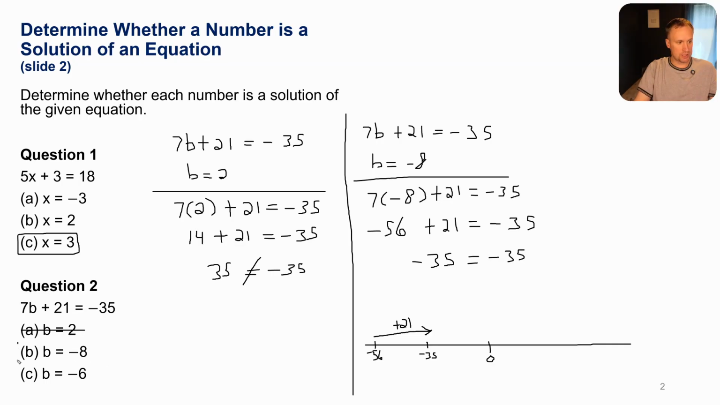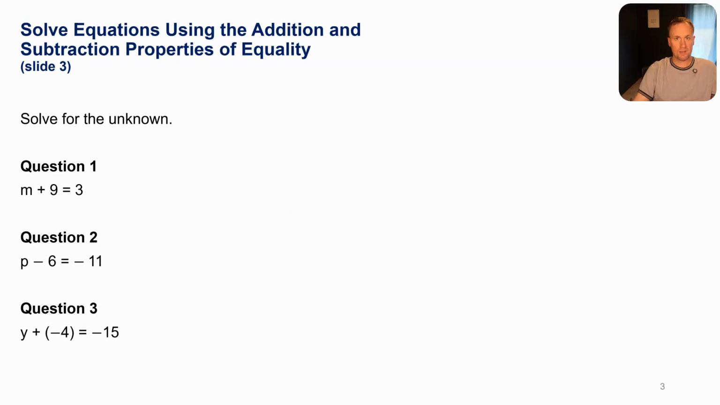So our answer choice now is b equals negative 8. And since we've come across our answer choice, there's only going to be one correct one here. So b equals negative 8 is our result here. All right, so that's determining whether a number is a solution of an equation. Let's look at the next learning objective, which is to solve equations using the addition and subtraction properties of equality.